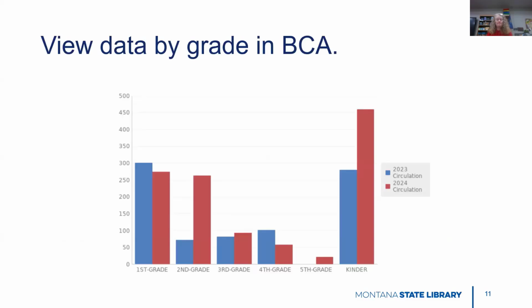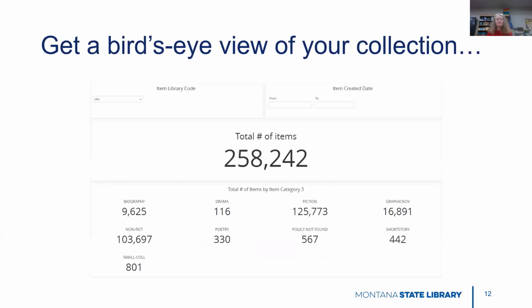Now let's talk more about viewing data beyond gathering notices. Here's a simple BCA report. It's comparing circulation for one school by grade level in both February 2023 and February 2024. I just threw this together as a very easy example. However, the rest of the slides in this report section are examples of BCA dossiers, which is just a fancy way of saying they're visual displays of multiple reports at once.